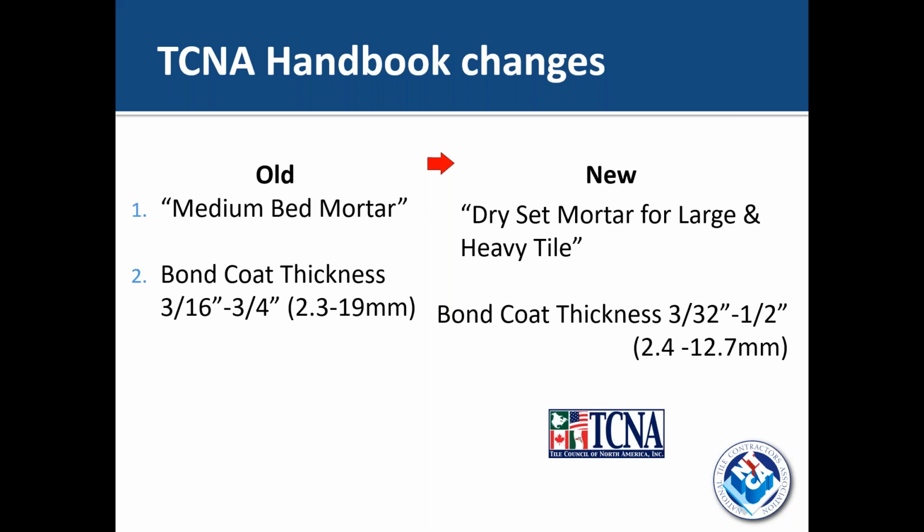As I mentioned earlier, one of the sources of confusion is changing terminology. In this case, the former term for large and heavy tile mortar was medium bed mortar. A few years ago, that was changed to a dry set mortar for large and heavy tile. So you may still see the term medium bed used in the industry, but the new term is large and heavy tile mortar. And then we've also changed the bond coat thickness. It used to be up to 3/4, and the new standard is up to 1/2 inch.